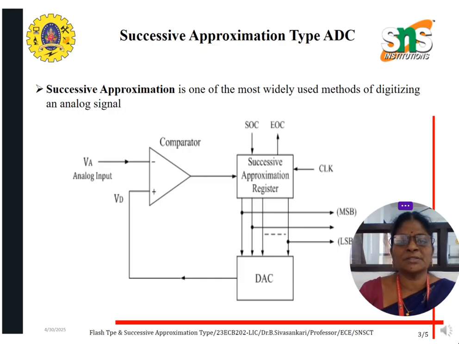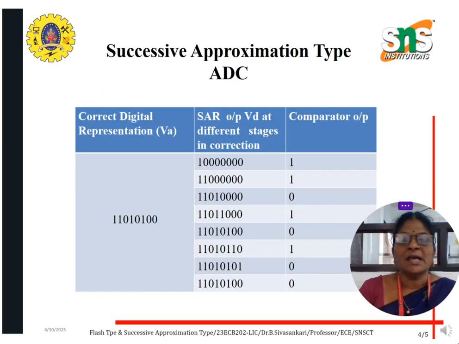There is only one comparator, which has 2 inputs, VA and VD. Then we have a successive approximation register which has one input and one output, that is SOC and EOC. SOC is start of conversion and EOC is end of conversion. Then we have a DAC output and a clock pulse. Here the function is to fix one correct digital representation of VA.